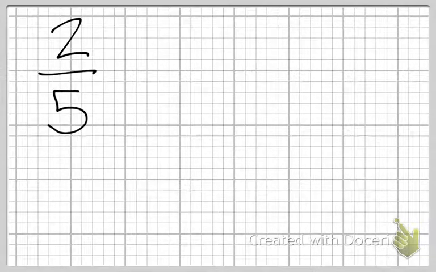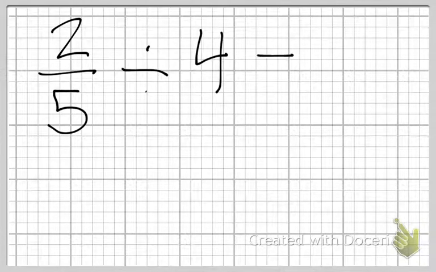So imagine it's the morning after your birthday. You wake up and you have 2/5 of your cake left. Your mom tells you, hey, you have 4 friends coming over. You need to make sure that there is enough cake for them equally to share.